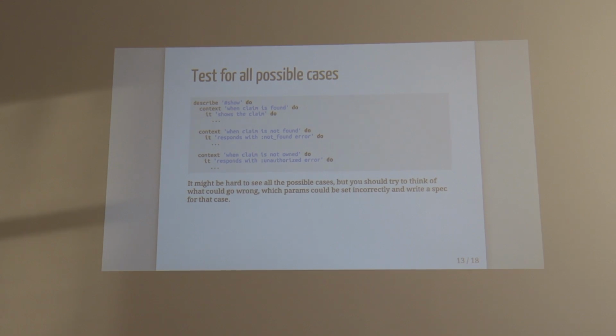And here is a fragment of a spec for a controller, for the show action in the controller, and it uses contexts to differentiate between different code paths, like when the claim is found, when the claim is not found, or when the claim is not owned. So it's always good to remember when you write specs to think when you finish writing them whether you have covered all aspects, all possible cases.